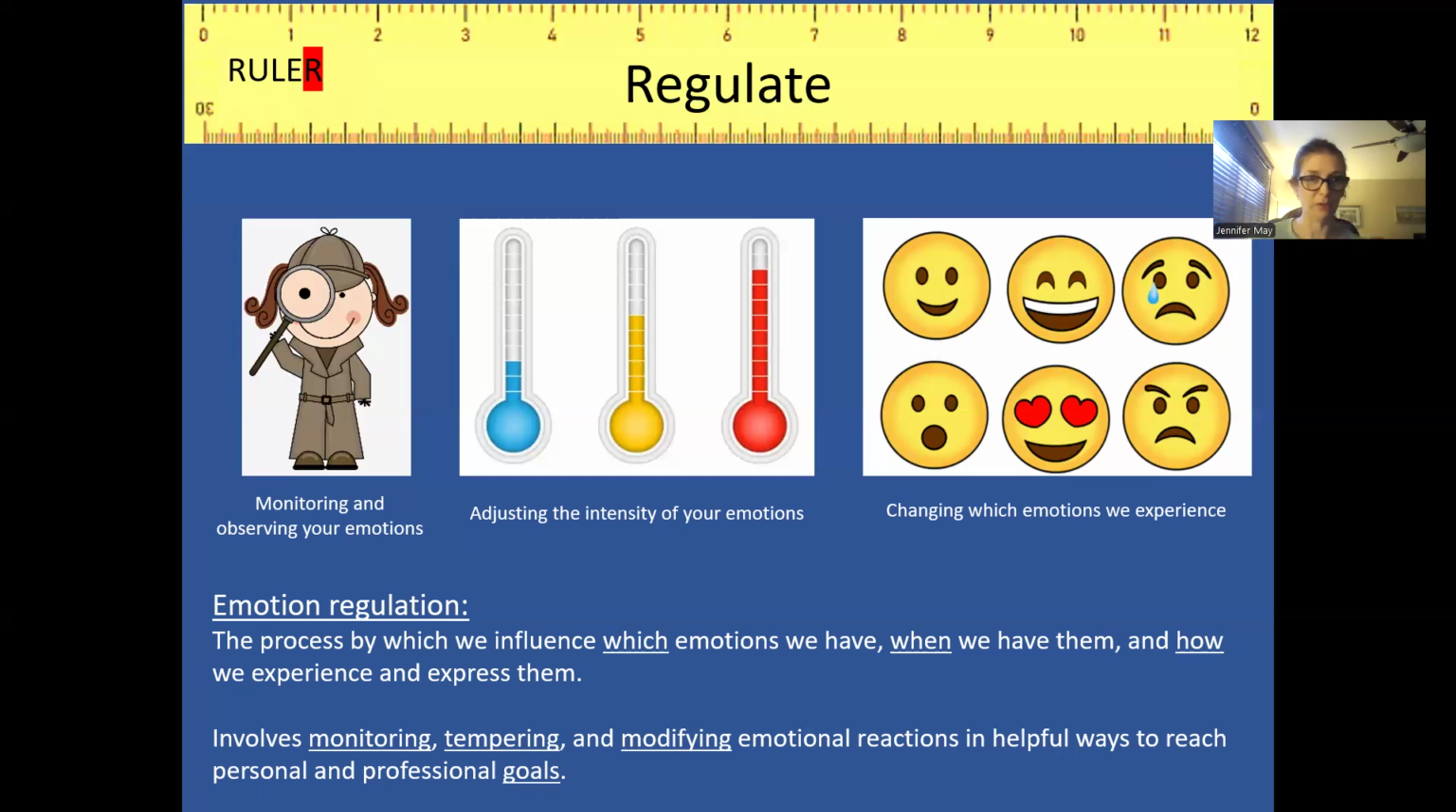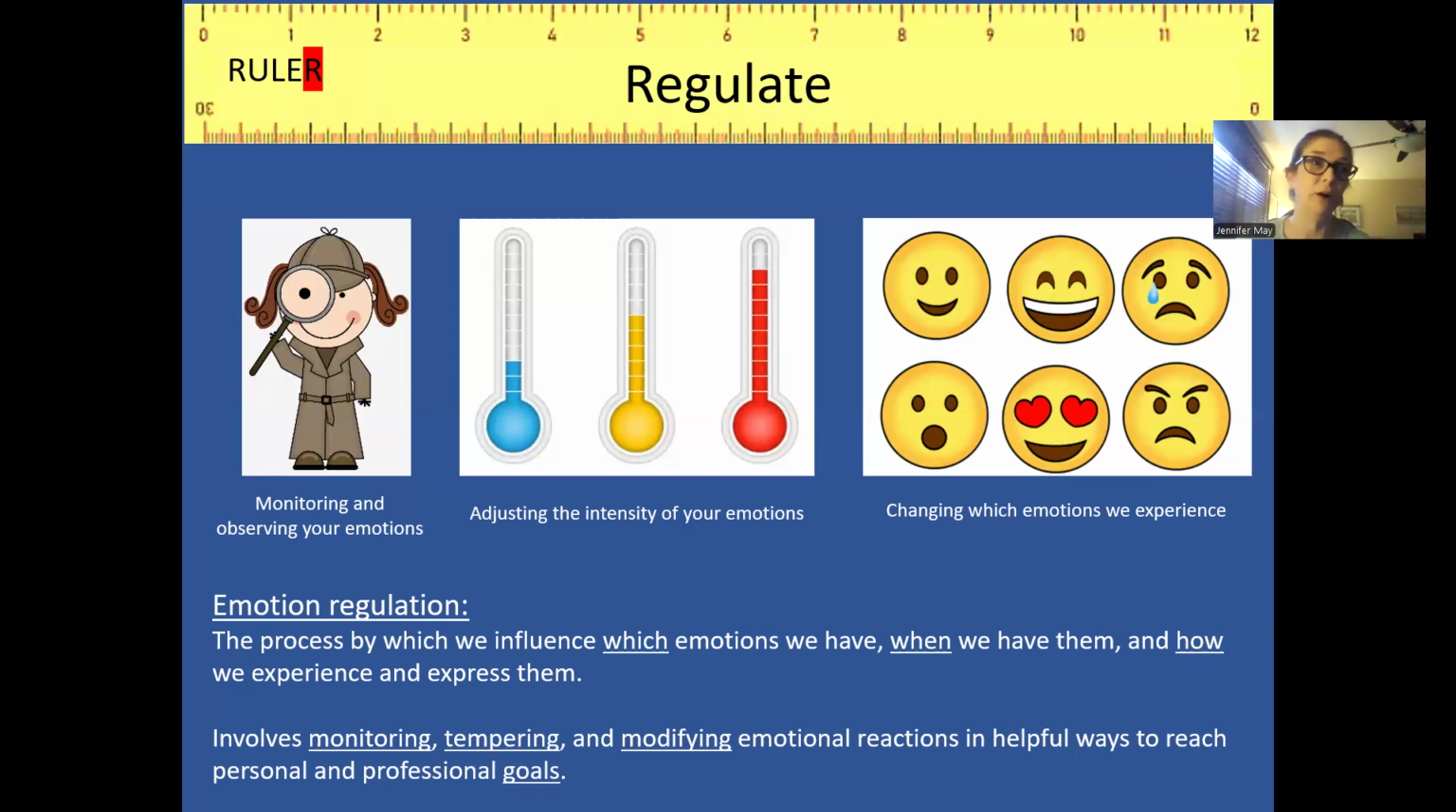But just to define emotion regulation, because this is about regulate, they say it's the process by which we influence which emotions we have, when we have them, and how we experience and express them. So this involves first monitoring and checking in with myself and my emotions. Where are they at? Okay, so this is my anger at a level 8 out of 10. So where do I want it to be? Maybe more comfortable at a 5. So now I could take some skills to bring myself down a little bit to a more comfortable level that's going to feel better in this moment. So that's adjusting the intensity of your emotions.